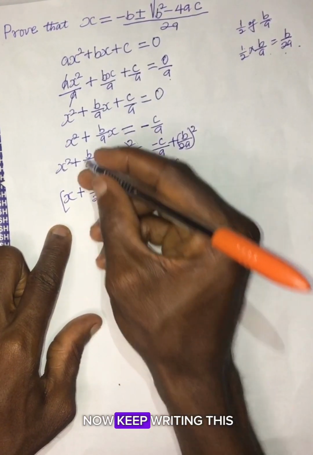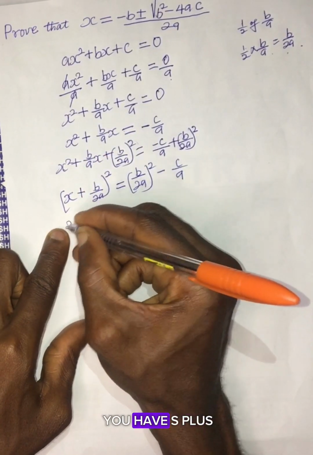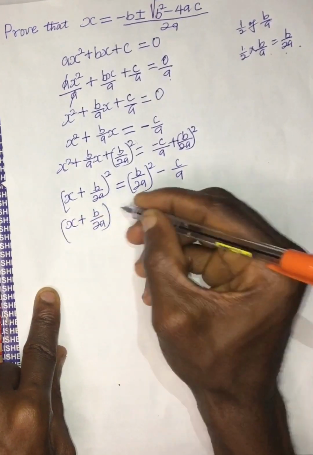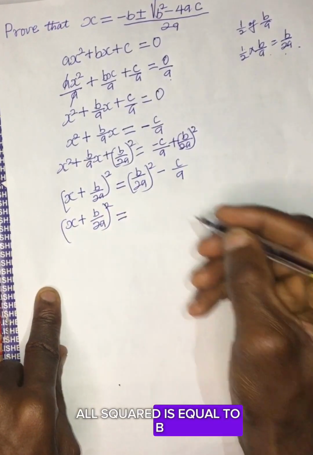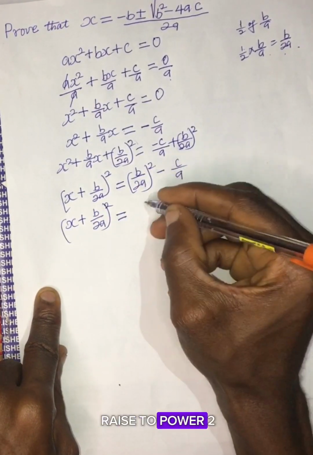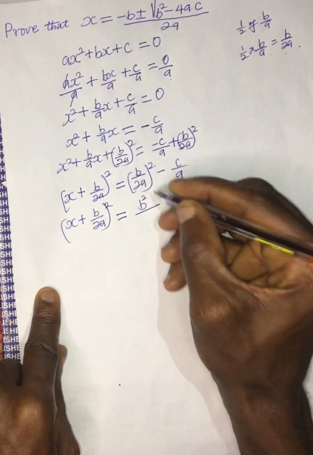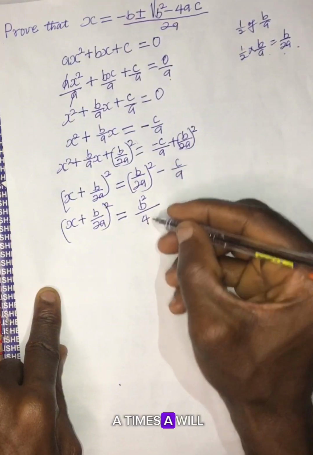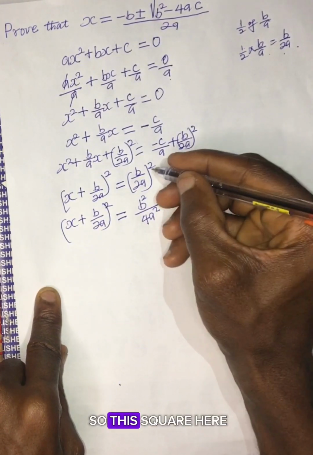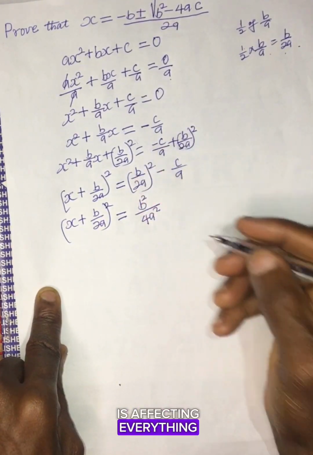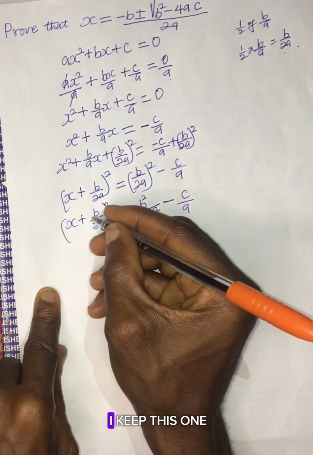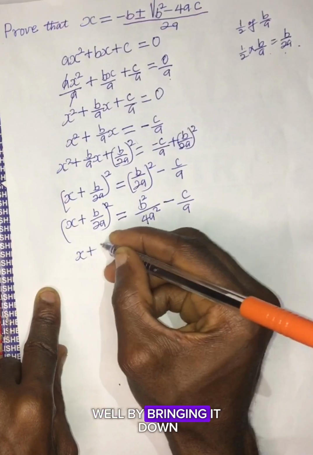Now, keep writing this one down. You have s plus b all over 2a all squared is equal to b raised to power 2 will give you b squared. 2 squared will give you 4. a times a will give you a squared. So this square here is affecting everything in the bracket. Minus c all over a. I'll keep this one constant as well by bringing it down.